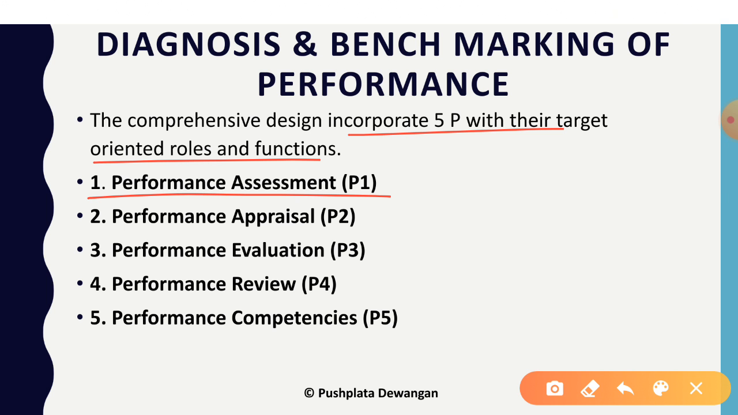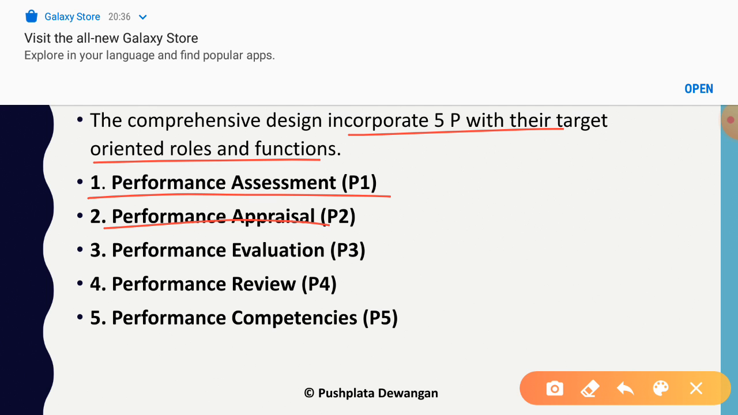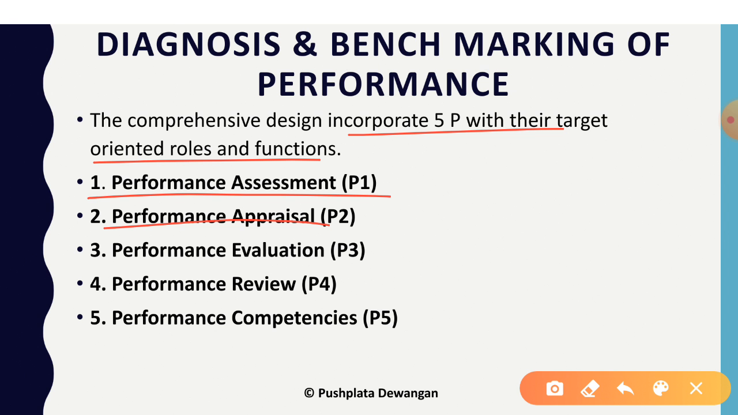Second is performance appraisal, P2. So it is a system by which the organization assigns some score to evaluate the level of current and past performance of an individual or a group. The individual performance is compared to the set of performance standards while evaluating the score or criteria. It may also include the assessment task.